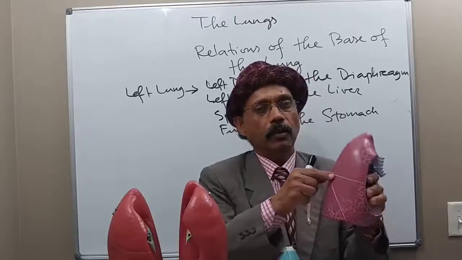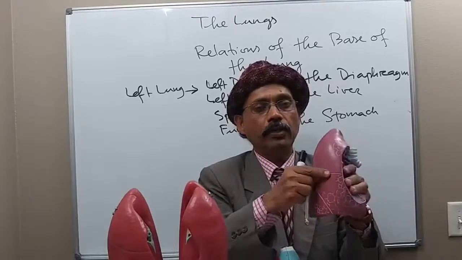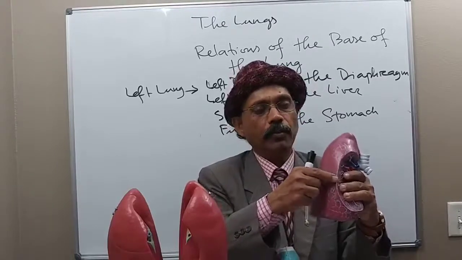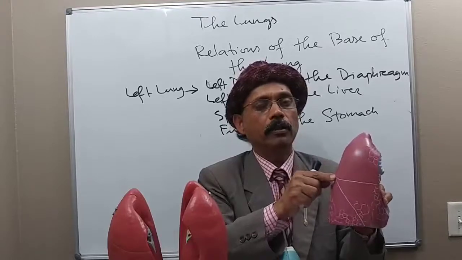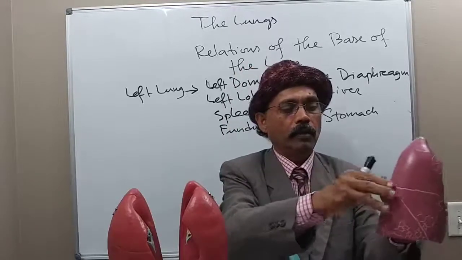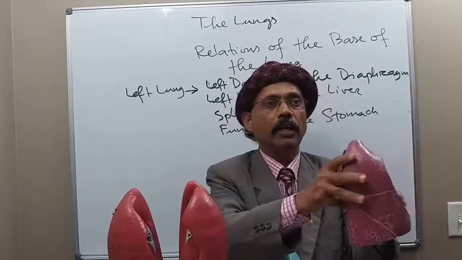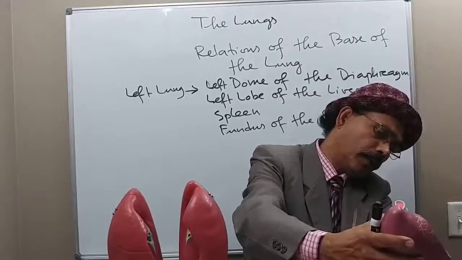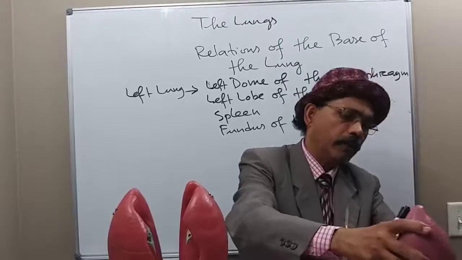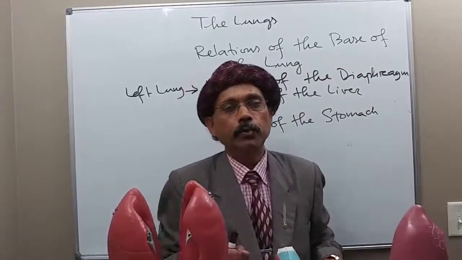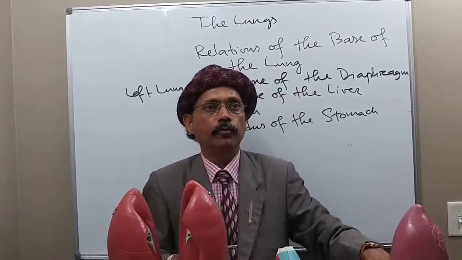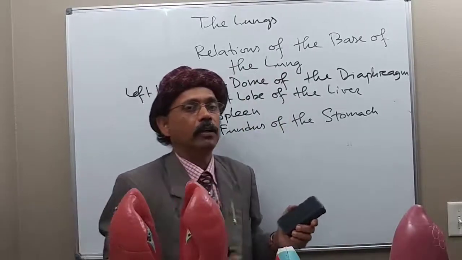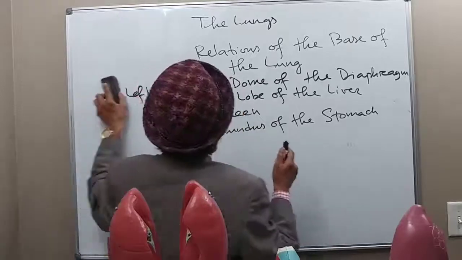This is the horizontal fissure. It is only present in the right lung in most cases. This extends from the anterior border to the oblique fissure, here in the mid-axillary line. So the right lung has two fissures, three lobes. Okay, we got that. Left lung, right lung.